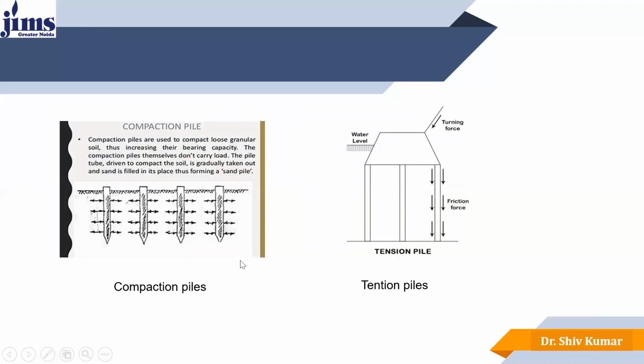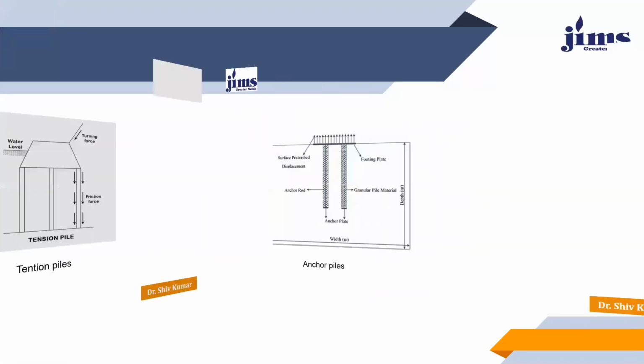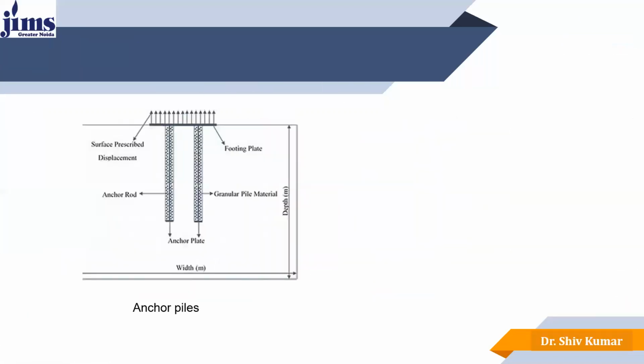The next one is the tension piles. Here we can see the pulling force which is applied by the superstructure to the piles, and the force of friction is working downward in direction. So this is called the tension piles. The next and last is the anchor piles. Here we can see in the pile there is a granular material filled in it, and in between the pile the anchor rod is provided, and at the bottom the anchor plate is provided. So this is about the piles.